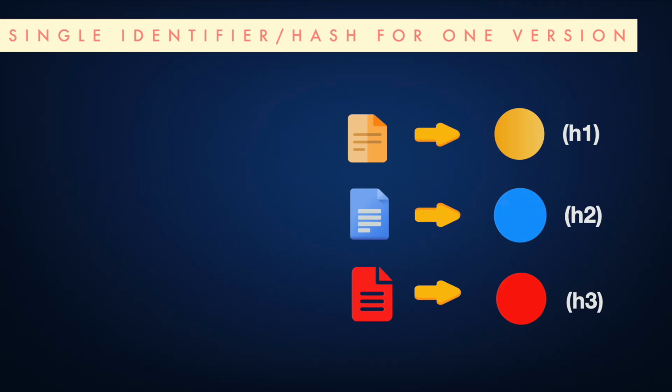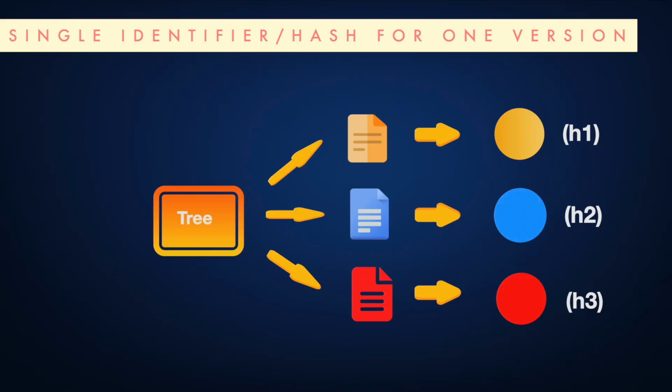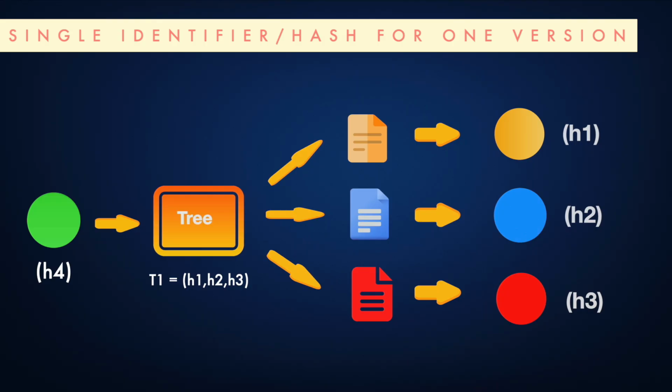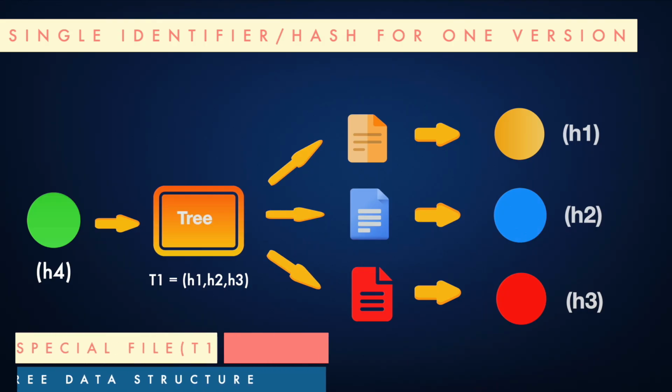Now I'm a little bit confused here. I have three different hashes. How should I create a single hash? What I can do is create one more file and keep these three hashes in that file. I will call this new file t1, and then I will hash this new file t1, and when I hash it, I get a single hash.